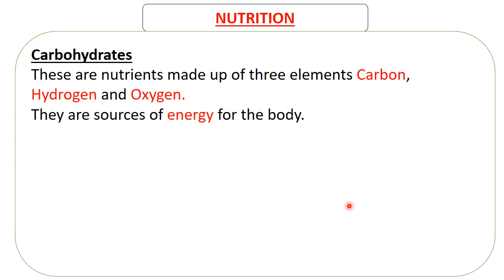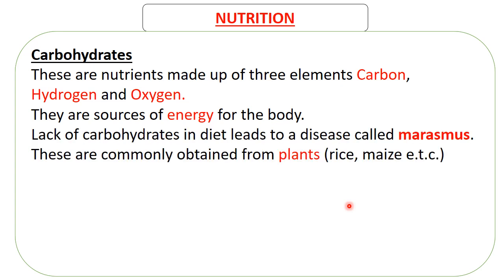This is what we are going to use to learn all the nutrients. First, you have to have an idea of what makes it up. Secondly, you need to know the function. And thirdly, you need to know what happens to the body if that nutrient is not available in one's diet. Lack of carbohydrates in the diet leads to a disease called marasmus. These are commonly obtained from plants. So when you eat rice, maize, and other plants, you get carbohydrates.